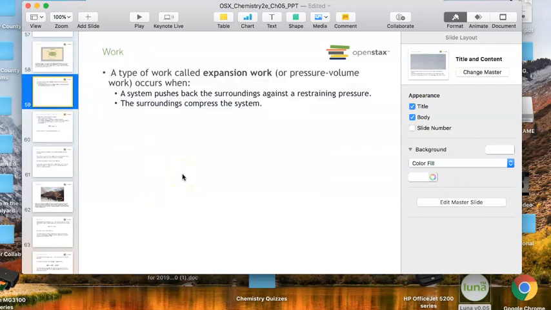So let's talk about types of work, because we talked about how sometimes work can be positive or it can be negative. So let's talk about the details. A type of work called expansion work, or pressure-volume work, occurs when a system pushes back the surroundings against a restraining pressure. The surroundings compress the system.